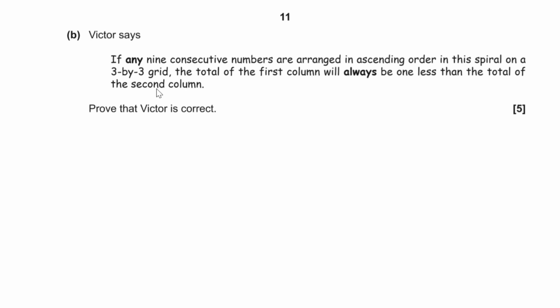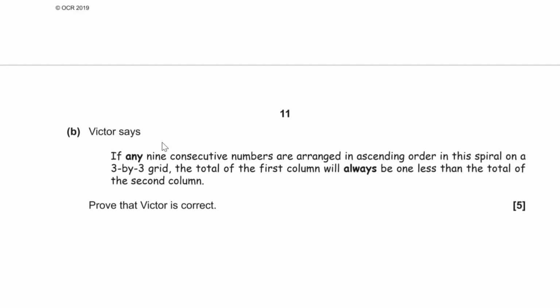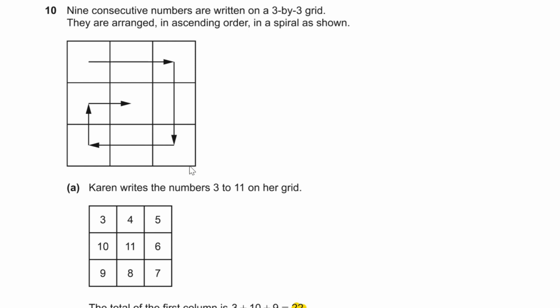Now for part B, Victor says, if any 9 consecutive numbers are arranged in ascending order in this spiral on a 3x3 grid, the total of the first column will always be 1 less than the total of the second column. We have to prove that Victor is correct. Well, what we're looking at is any 9 consecutive numbers. Here we start off with 3, then 4, 5, 6, 7, 8, 9, 10, then 11. Now, we're starting in the top left.